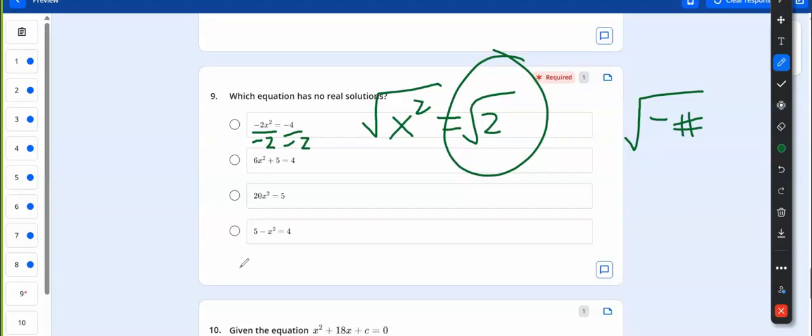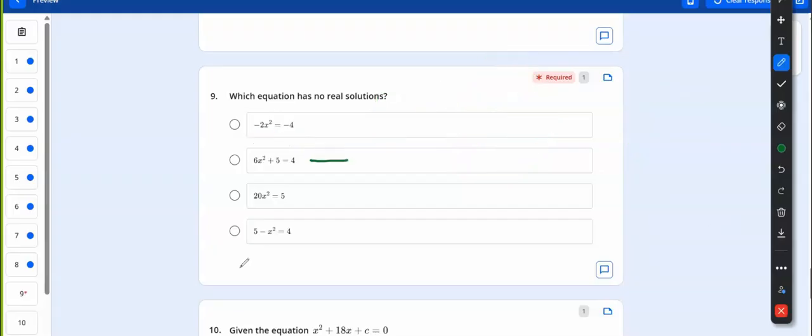So I don't need to even type it on a calculator. I don't need to find the answer. I am looking for the square root of a negative number. So I'll go to the next one. 6x squared. Move the 5 over to the other side. What is 4 minus 5? -1. Got to be careful on that stuff.